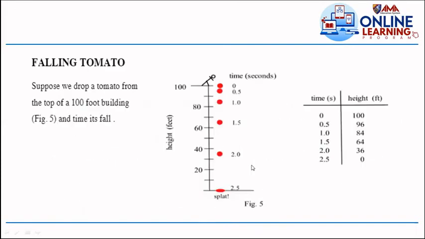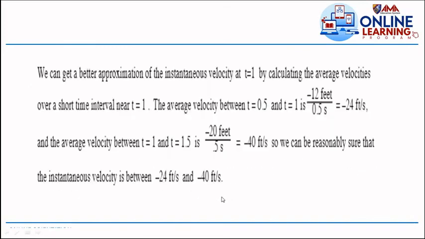Because what we are looking for is how fast it falls after 1 second. Earlier, we took it from here to here, but what we are taking now is from here, then it falls. So now we can get a better approximation of the instantaneous velocity at t is equal to 1 by calculating the velocities over a short time interval near t which is equal to 1 second.